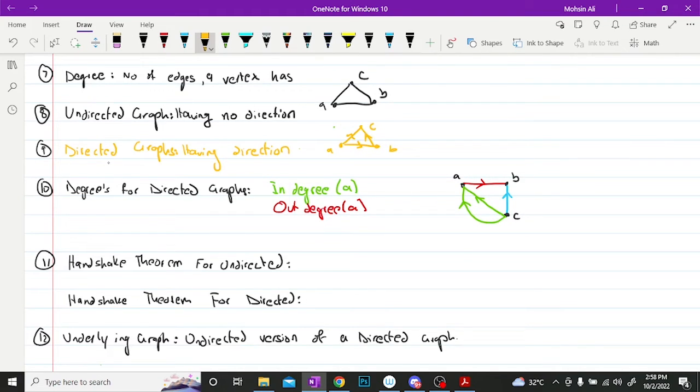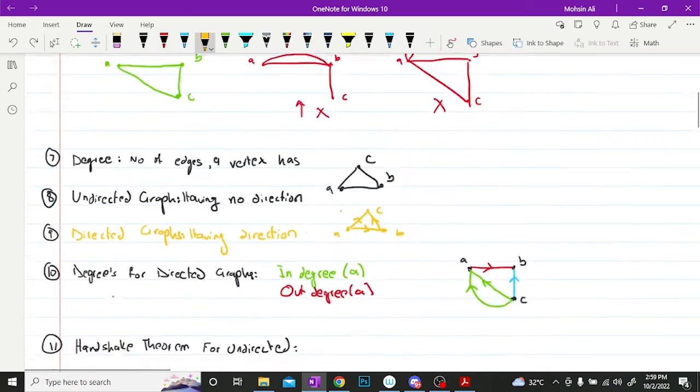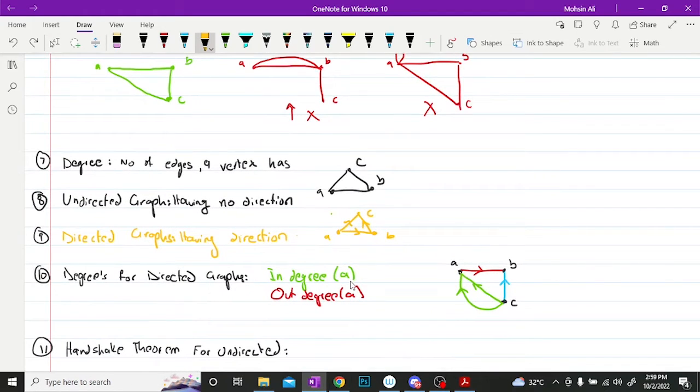Now we have the degrees for the directed graph. The degree mentioned above was for undirected graphs, and now we're going to talk about the degrees for a directed graph. Since there is direction in directed graphs, we denote the degree as in-degree and out-degree. In-degree basically means the number of edges coming towards a vertex, any vertex that you're talking about. Over here we're talking about A. And out-degree just means the number of edges coming out of a vertex. For example, in this case, the edge coming out of A would be this red line. So the in-degree of A would be 2, and the out-degree of A would be 1 in this case.